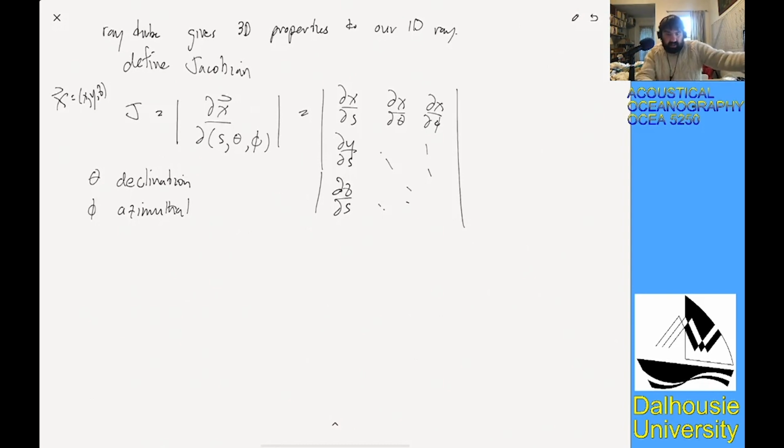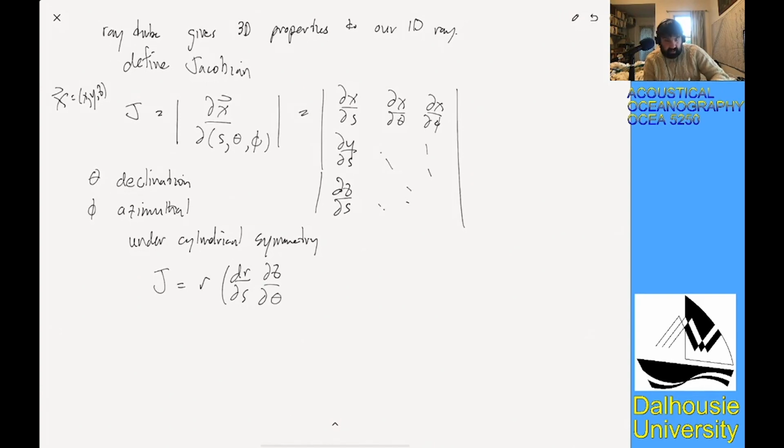Okay, so how is that useful? Well, under cylindrical symmetry, we get the Jacobian equals r (dr/ds dz/dtheta minus dz/ds dr/dtheta), which is equal to r times ((dz/dtheta) squared plus (dr/dtheta) squared) to the 1/2.